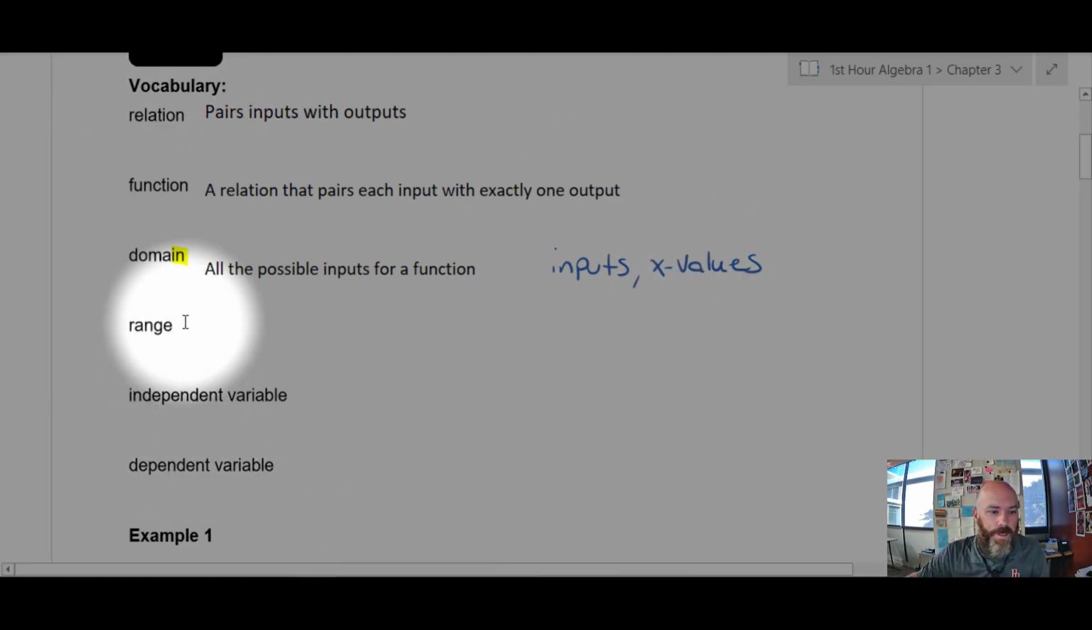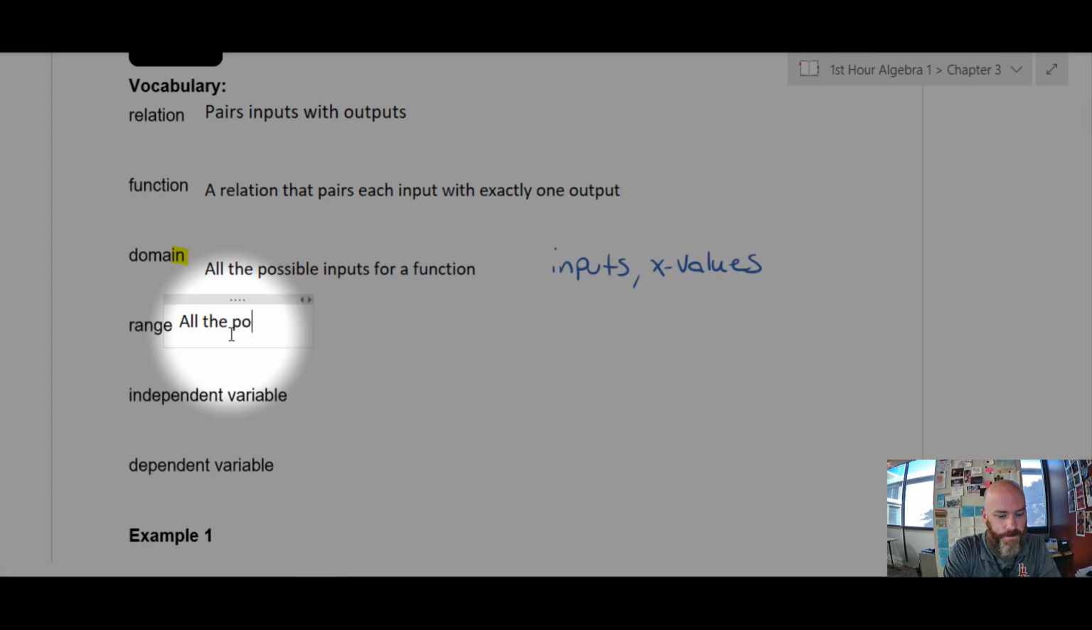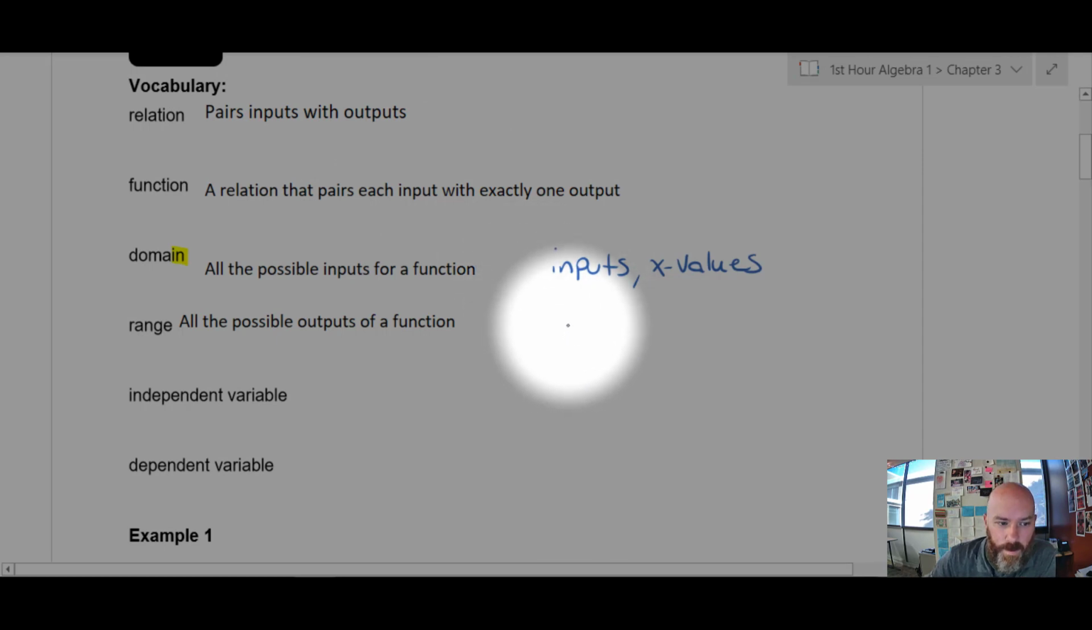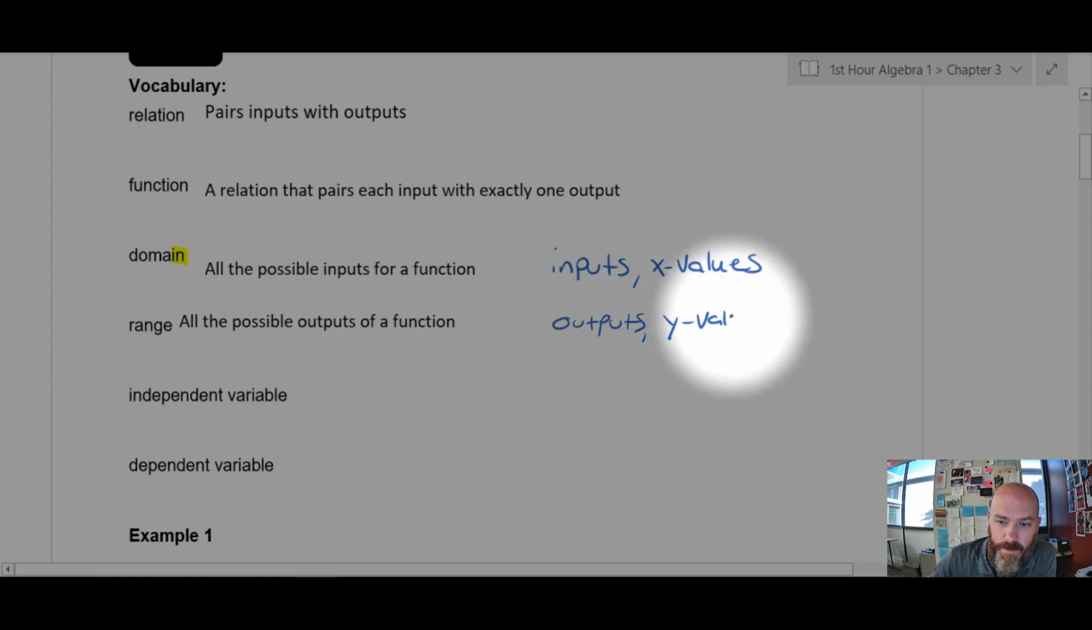Let's go over to range. So range are all the possible outputs of a function. And if domain are inputs, that means range are outputs, also your y values.